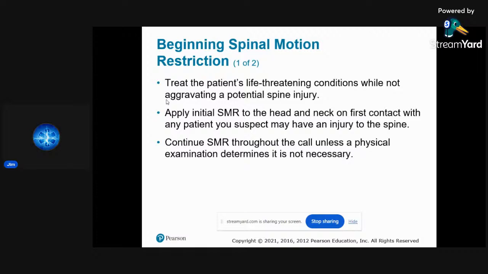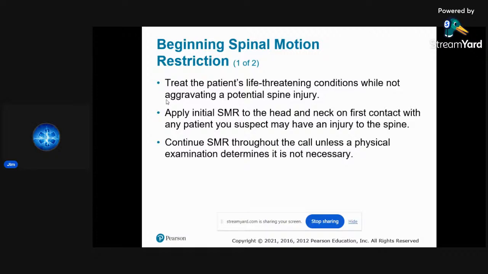You're going to continue the SMR throughout the call unless the physical examination determines it's not necessary. So we have someone who's unresponsive, looks like they fell. I'm going to take manual stabilization. We're going to place a C-collar. We'll log roll them onto a spine board. We will secure their head to the board via head blocks or other mechanisms.